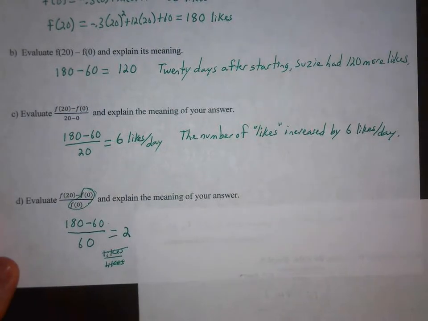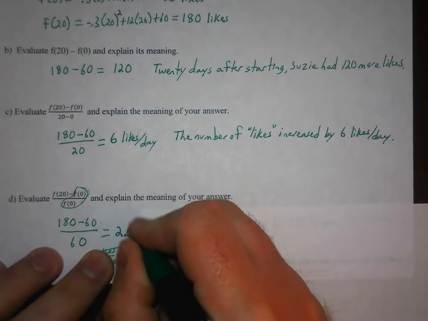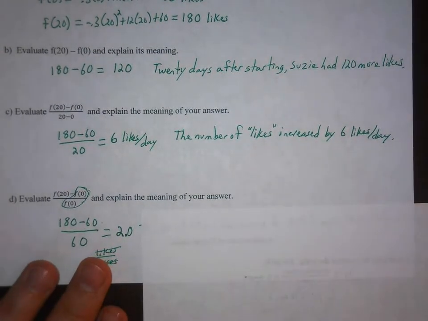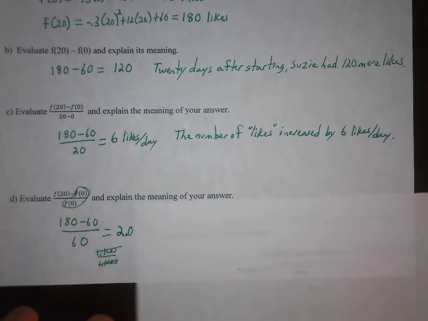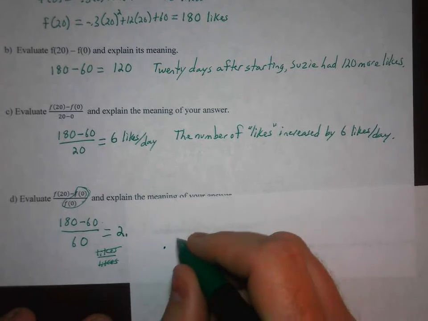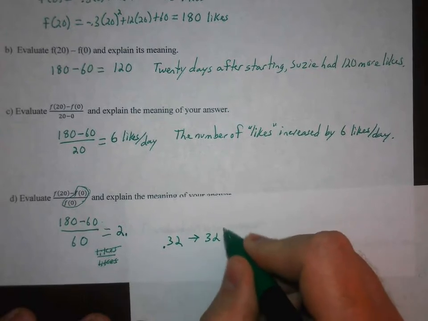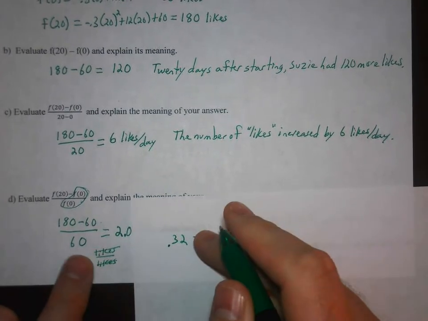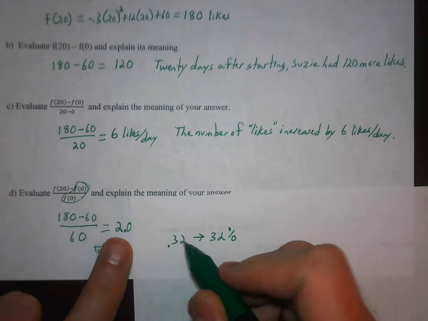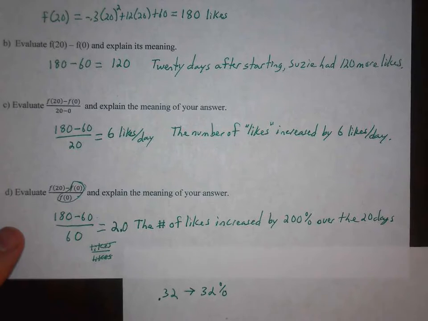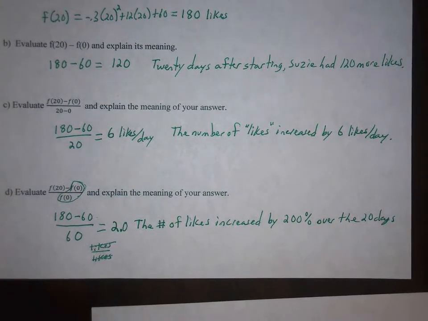That's a relative change. So now think about, what does that 2 mean? Well, isn't that really 2.0? So as a percentage, you move the decimal 2 places to the right. And I would just say, think about if you had 0.32 for an answer there, wouldn't you say that is 32%? Well, now the decimal is just after the 2, but you still move it 2 places to the right. So that represents the number of likes increasing by 200% over those 20 days.